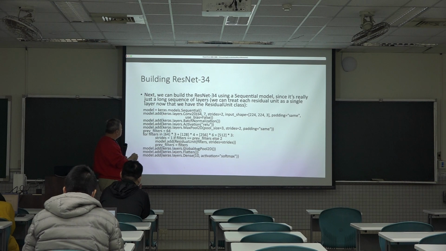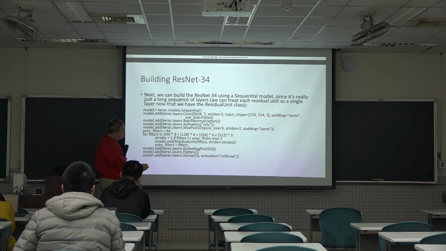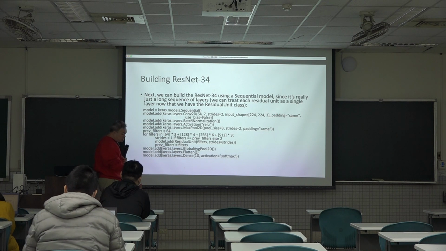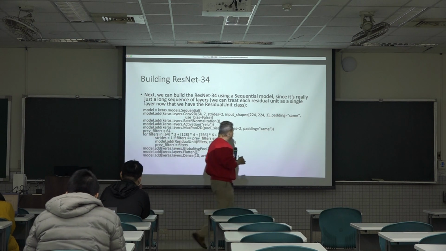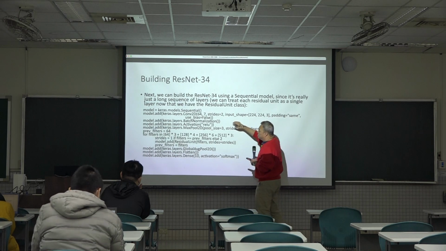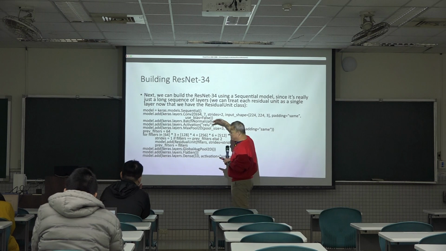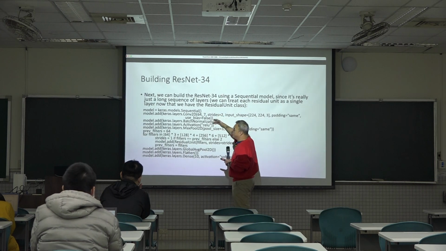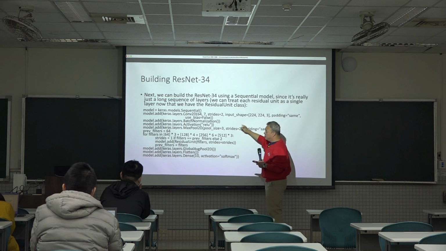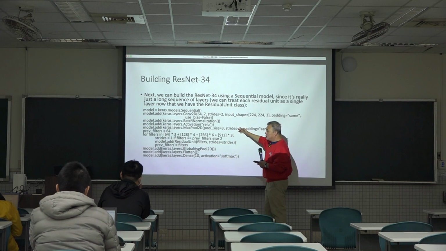So first we have one convolution layer, with 64 feature maps, kernel size 7 by 7, stride 2. The input shape is 224 by 224, and we have 3 channels because it's a colored image, and the padding is same. Then we have batch normalization. Remember, for every convolution layer, we have a batch normalization, and we add the activation function to be ReLU, and then max pooling. I don't think I need to explain a lot here.